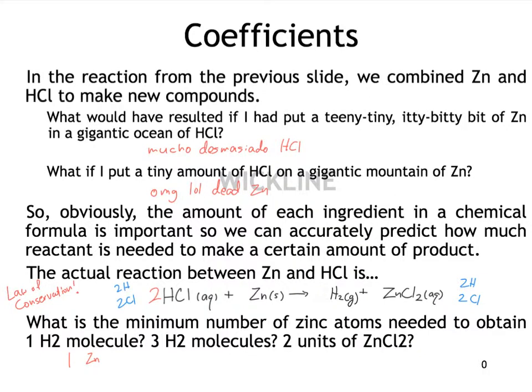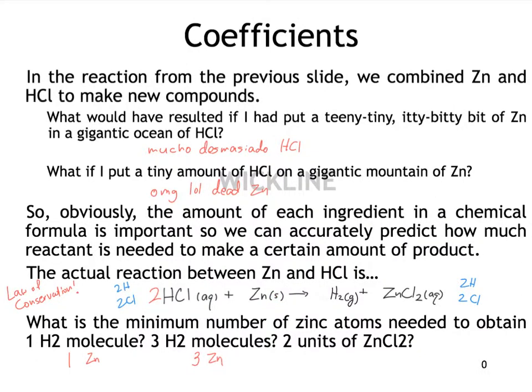Furthermore, if I were charged with producing 3 hydrogen molecules, that's triple the amount of product shown in the reaction, then I would need triple the amount of original zinc atoms. And that's just a law of ratios. If I need triple this, I need triple that.